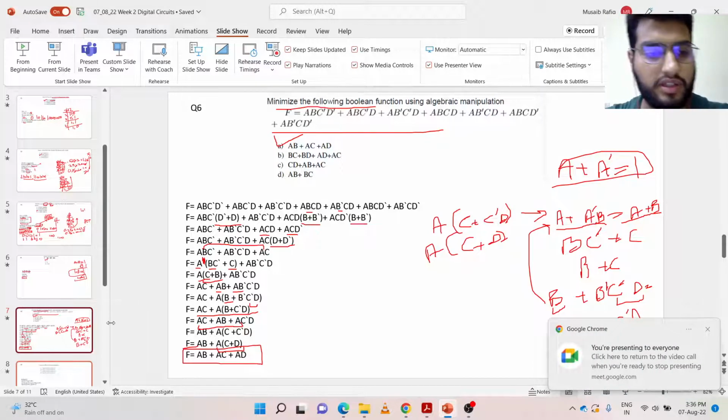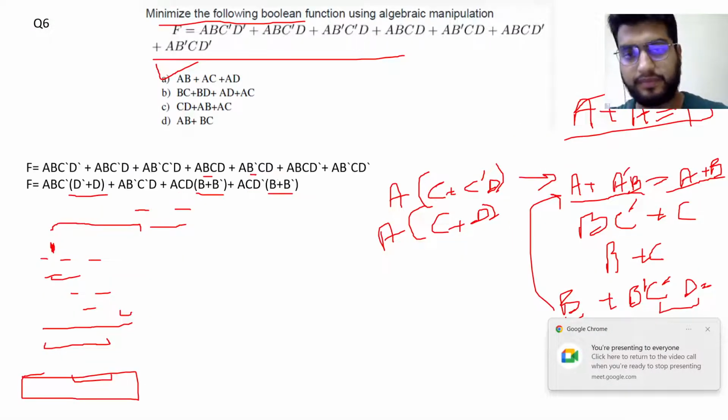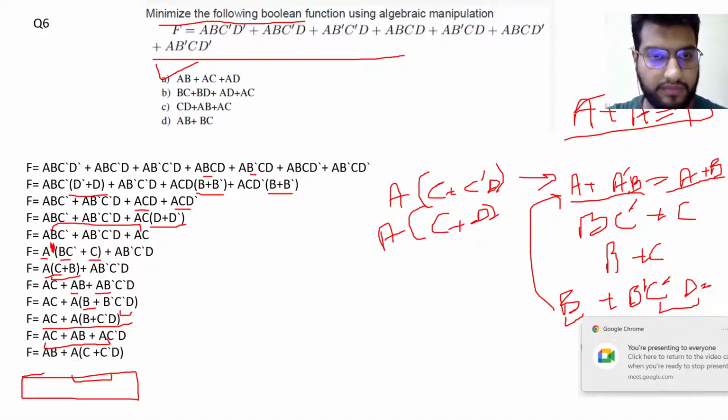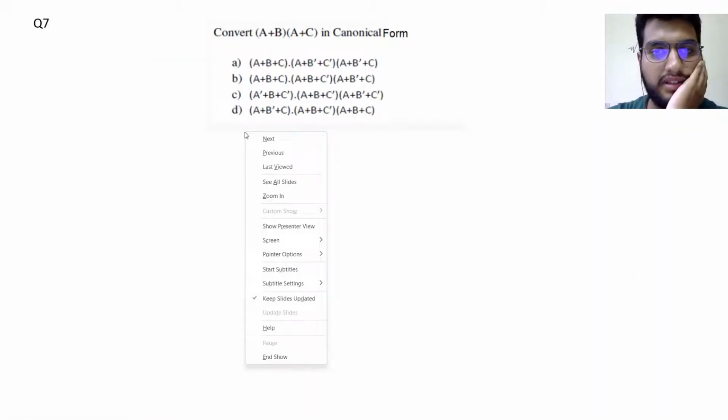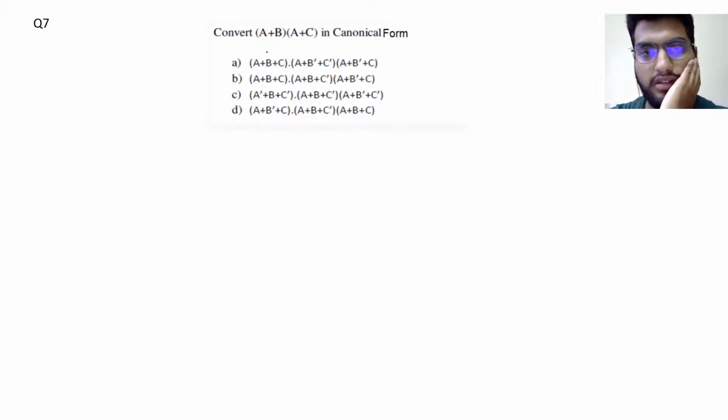Now coming to question 7. Question 7 asks us to convert a plus b plus c into canonical form. In canonical form, it means every literal should be present in the term. Like here we have three literals a, b, c. Every literal should be present in the term in the canonical form.